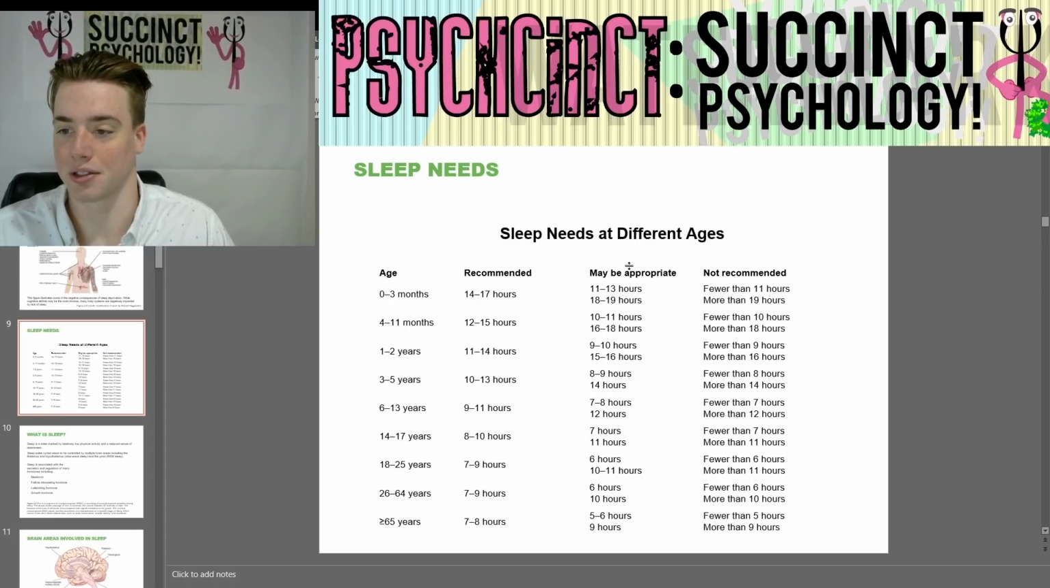But so we have a chart here, sleep needs at different ages. So, 0 to 3 months, newborn. Recommended is 14 to 17 hours. It may be appropriate, so it's okay to have 11 to 13 or 18 to 19. However, it is not recommended that a newborn gets fewer than 11 hours or more than 19 hours.